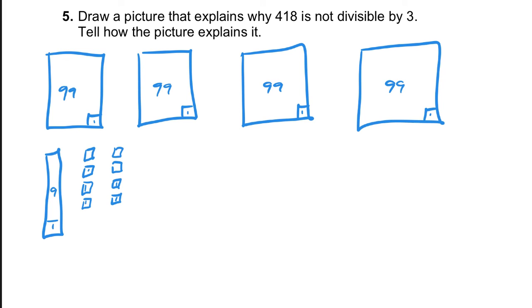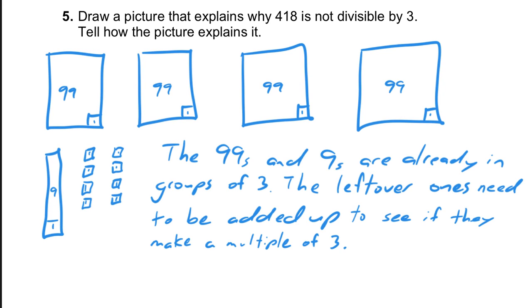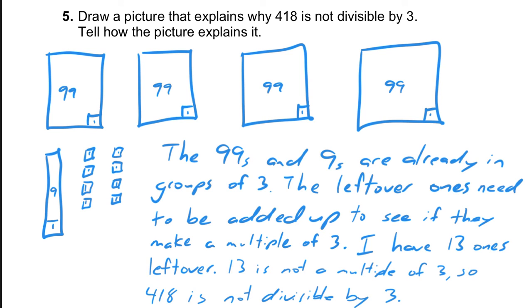Now that we have all of these, I might explain why this explains why it's not divisible by 3. I might say something like this. The 99s and 9s are already in groups of 3. The leftover 1s need to be added up to see if they make a multiple of 3. So if I count them up, I've got 1, 2, 3, 4, 5, plus another 8 is 13. I have 13 1s left over. 13 is not a multiple of 3, so 418 is not divisible by 3.